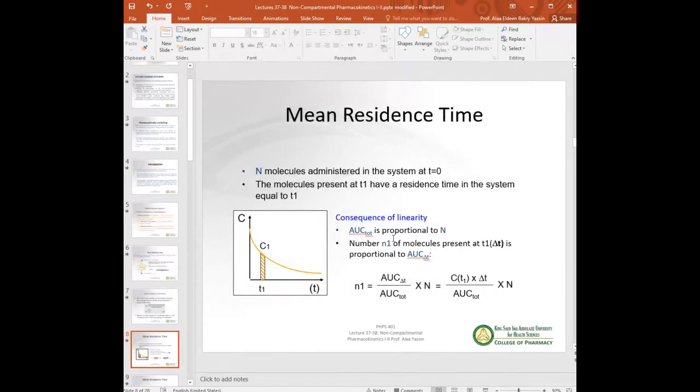We need to determine N1 first, or Ni. For N1, we can get it from the observations like we see in the plasma concentration time data. From the plasma concentration time data, we obtain a graph of this shape. This is for bolus IV, after bolus IV administration.